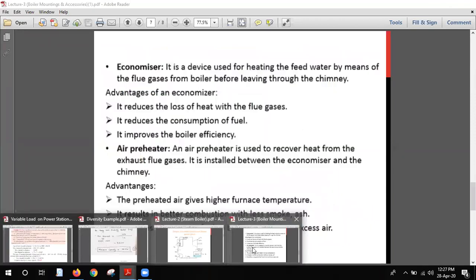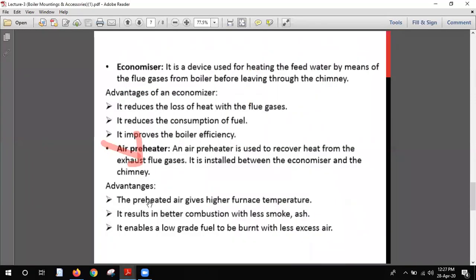So let's get back to our slide. We say that preheated air gives higher furnace temperature, and it results in better combustion with less smoke, and it enables a low grade fuel to be burned with less excess air.